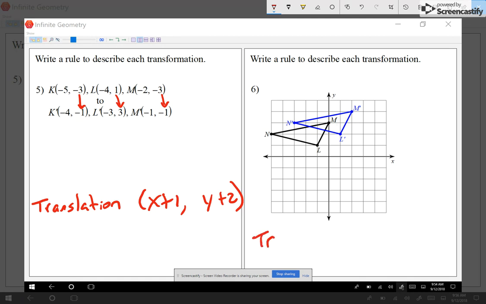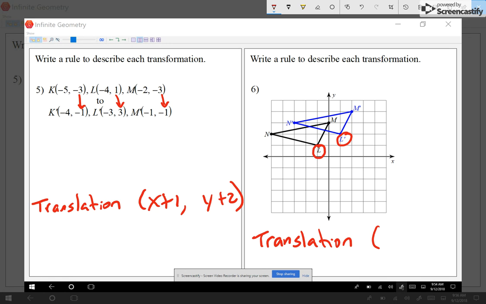If I'm looking at example question number 6, write the rule. Once again, I will do translation. I know I do the same thing to all the x's, so I'm going to follow a point. I know right now we can tell the difference between black and blue. On the test, it prints them all black and white, so both figures will be black. So in order for us to know which one came first, I'm going to follow the L's. I know L is before L prime, right? The one with the prime, the one with the apostrophe, is the one that comes after.